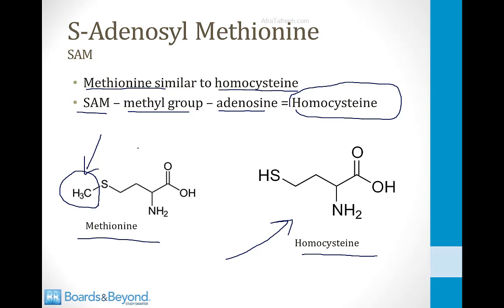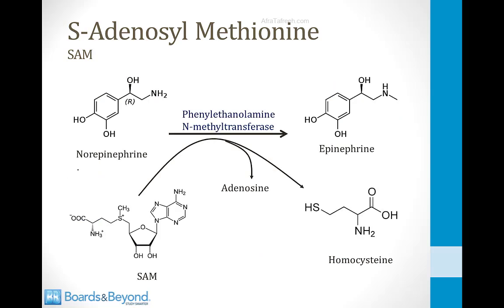group from SAM. So putting it all together, if we go back to our conversion of norepinephrine into epinephrine, which involves addition of this methyl group to the molecule of norepinephrine, that methyl group comes from SAM. It's this one right here. And once we give that methyl group to norepinephrine and synthesize epinephrine and we remove adenosine, we will be left with a molecule of the amino acid homocysteine.